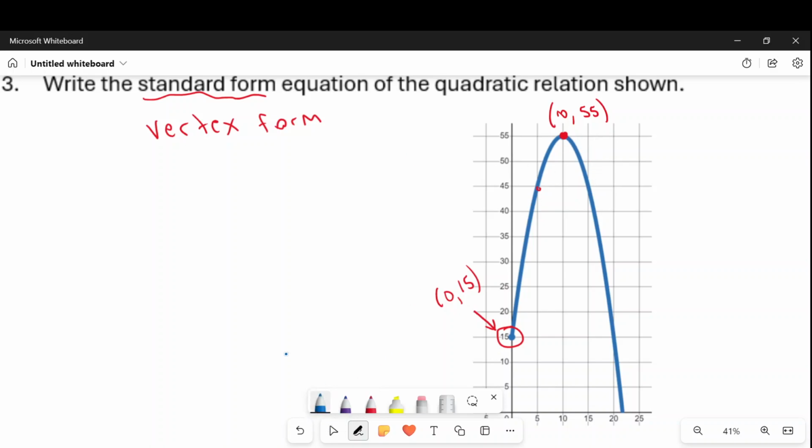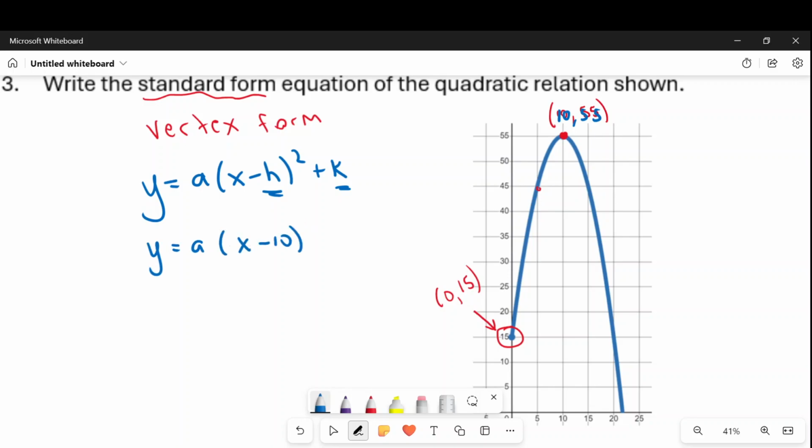So in order to write an equation in vertex form, we remember that vertex form looks like this, where the h and k values tell us about the vertex. So I have a vertex at 10, 55. So this is what I write: x minus 10 squared plus 55. So I've simply put the values of h and k from the vertex directly into the equation.